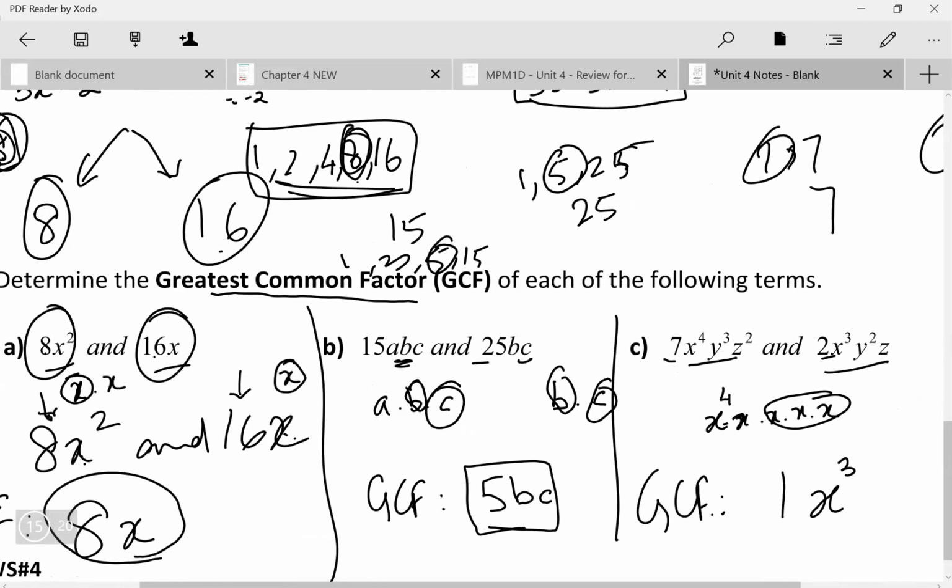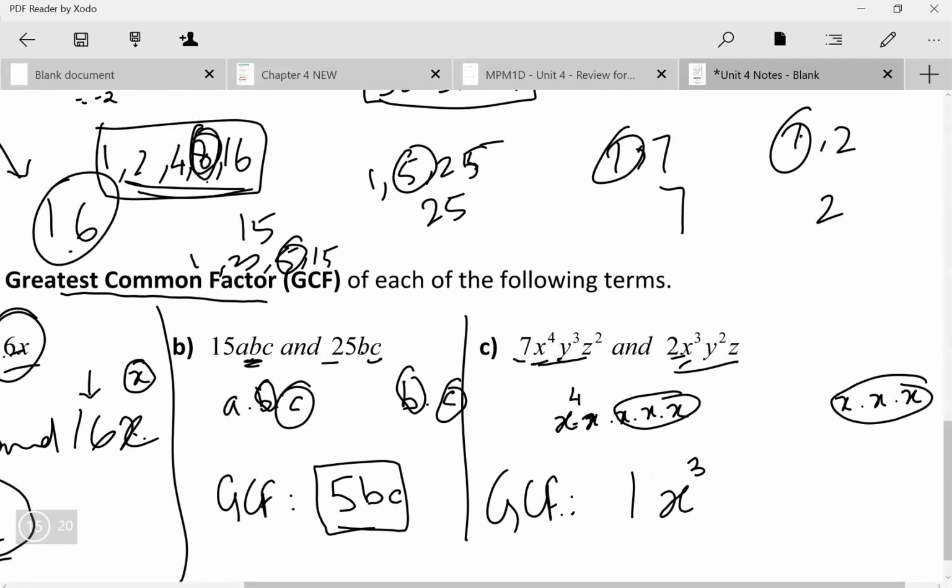If you have the same variable letter, like x to the power of 4 and x to the power of 3, where the letter is the same, the lower power comes out in the greatest common factor. So that is a theme that we'll be seeing. If you have different letters, they apply obviously to different cases.